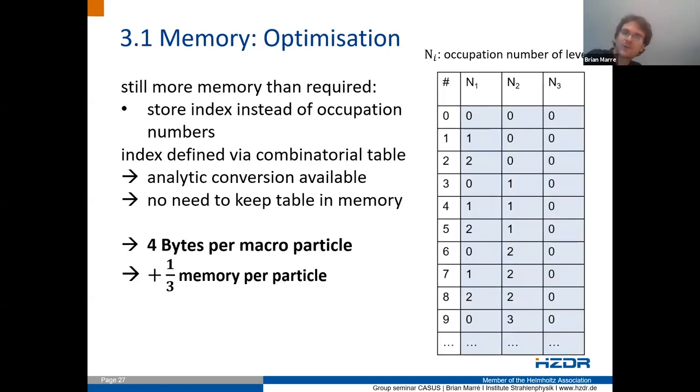One further thing I want to mention is, of course, PIC simulations tend to be memory starved, not computationally starved, simply because we have a large number of particles and a large number of cells. Therefore, it's quite important that you try to minimize the memory footprint in every possible way. One specific way we can do this is that instead of storing the actual occupation numbers as a vector, which would be the natural thing, we instead only store their index, which is normally a solution which can give you better results, but also carries the disadvantage that you somehow have to keep your conversion table in memory.